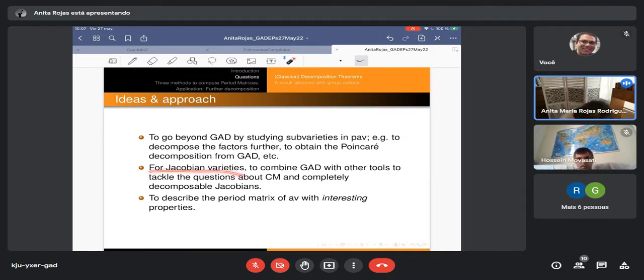And for Jacobian varieties, we want to combine the group algebra decomposition with other tools to tackle questions about complex multiplication and completely decomposable varieties. And for that, one tool is to describe the period matrix of abelian varieties with these interesting properties, meaning the properties we are interested in now.